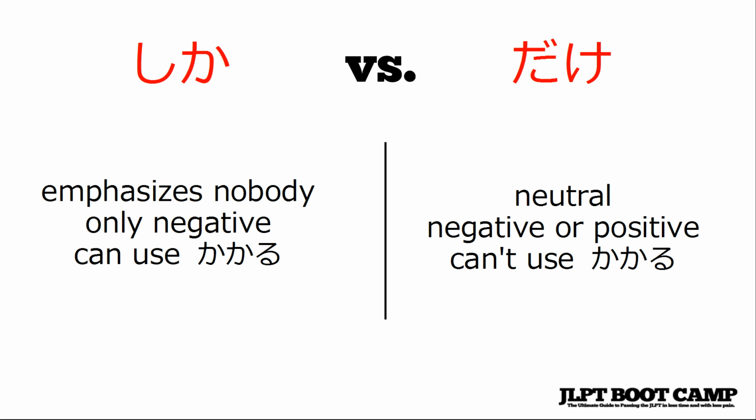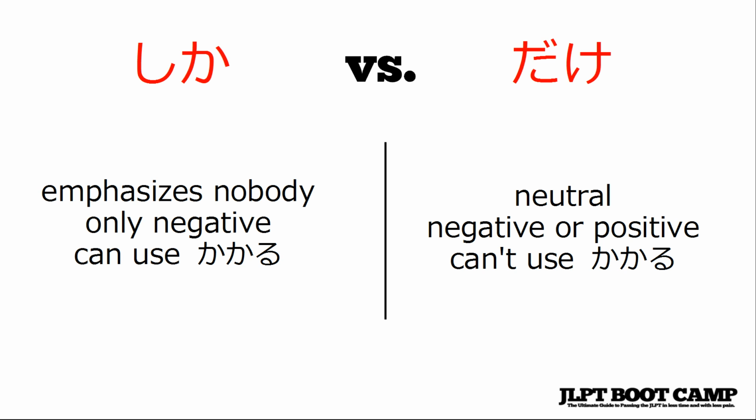In that way, shika is only used in negative sentences, whereas dake is used in negative or positive sentences. And the kind of weird, irregular thing here is that shika is the only thing that can be used with kakaru, meaning to cost or to take for time and for money. Kakarimasu. Whereas dake, you can't use it with kakaru. It doesn't collocate with that.